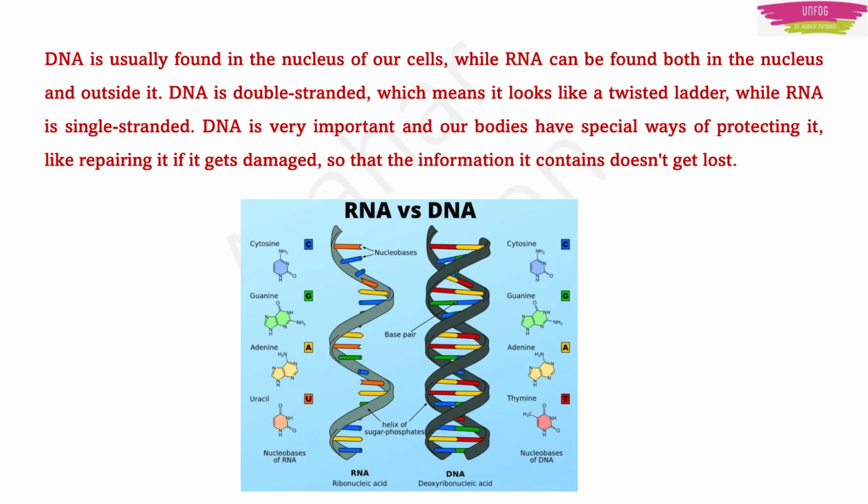DNA is a double-stranded structure, which means it looks like a twisted ladder, while RNA is a single-stranded structure. DNA is very important and our bodies have special ways of protecting it, like repairing it if it gets damaged, so that the information it contains doesn't get lost.